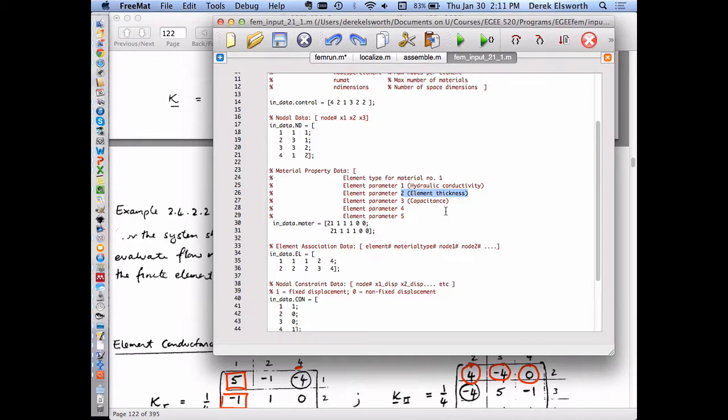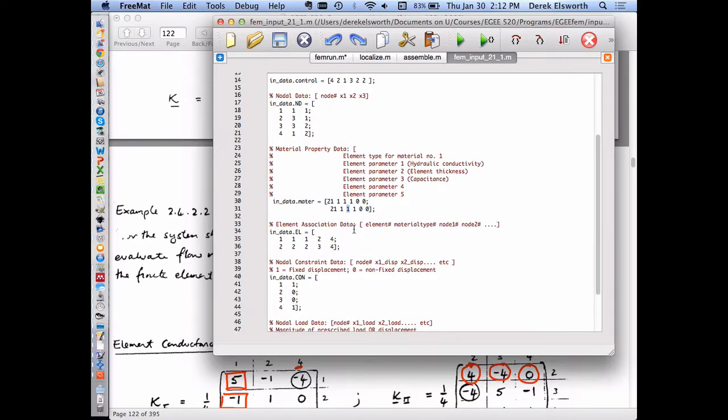And capacitance. It's not a transient problem, so we don't have to worry about that. So in this particular case, for this element, material number 1, hydraulic conductivity is 1, thickness of the element is 1. The second element, okay, I'm doing this wrong. So this is the element number. It's the second row, so it knows it's the second element, second material type. It's hydraulic conductivity 1, thickness of 1, and a capacitance of 1. We don't need that. So we're defining the properties we need to define.